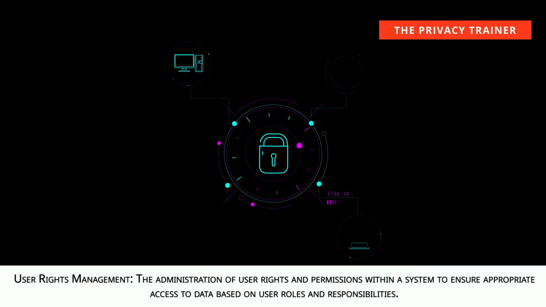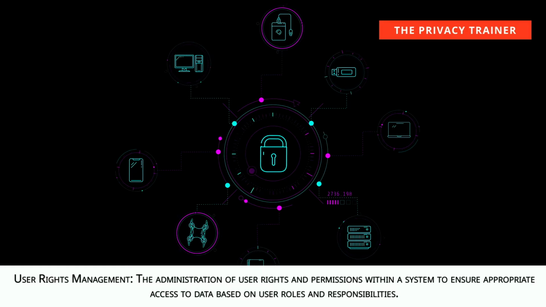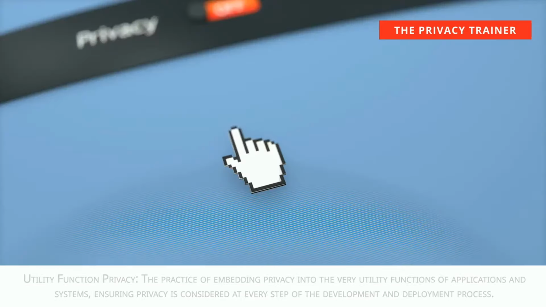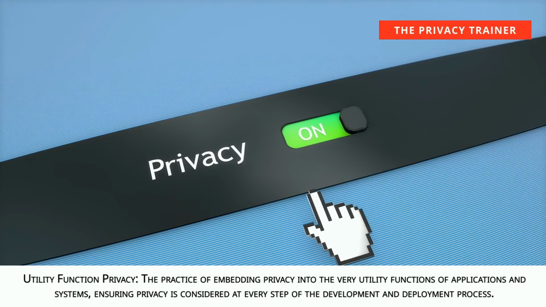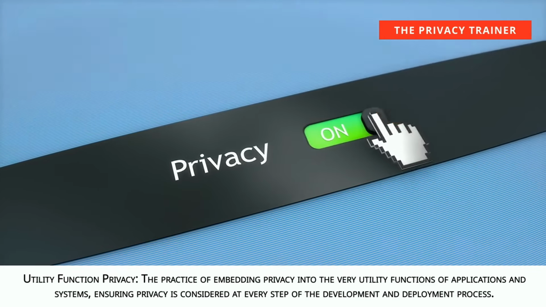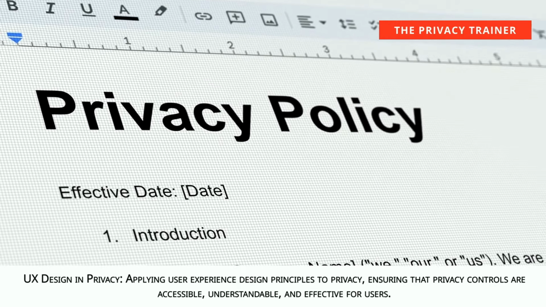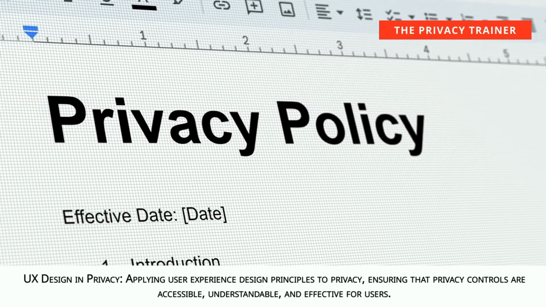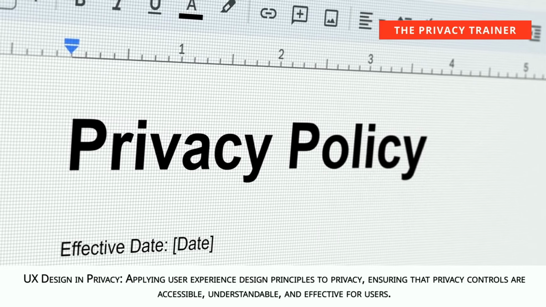The administration of user rights and permissions within a system to ensure appropriate access to data based on user roles and responsibilities. Utility function privacy. The practice of embedding privacy into the very utility functions of applications and systems, ensuring privacy is considered at every step of the development and deployment process. UX design in privacy. Applying user experience design principles to privacy, ensuring that privacy controls are accessible, understandable, and effective for users.